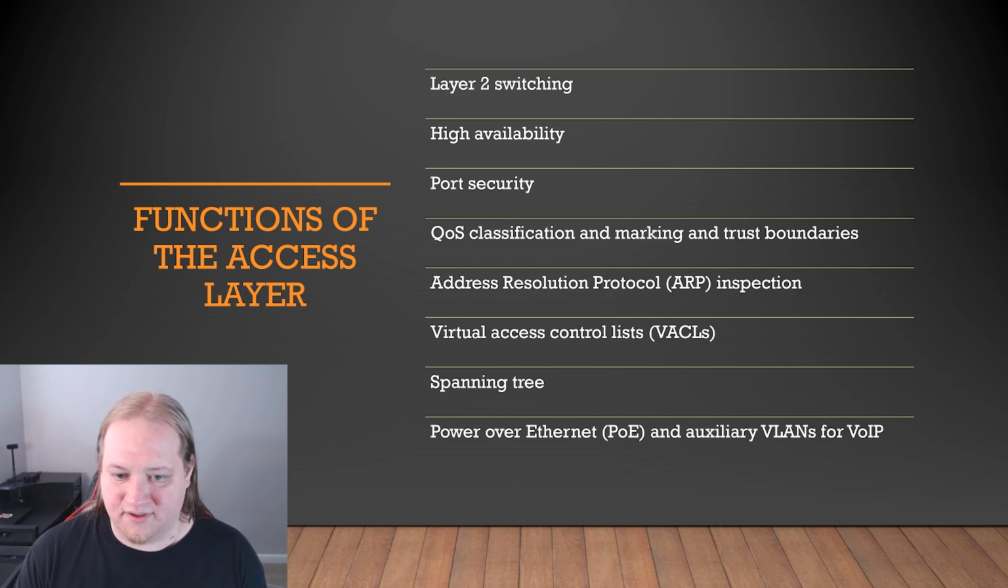ARP inspection going on here. Once again, covering that later. Virtual access control lists. Very important. Spanning tree is happening here. You have a lot of links at the very bottom. You want to make sure you're not creating loops and creating broadcast storms and taking your network out. And then because access points and voice over IP phones are at this layer, you also need power over Ethernet, or PoE, to power those devices. And your voice VLAN is going to be primarily connected to this.